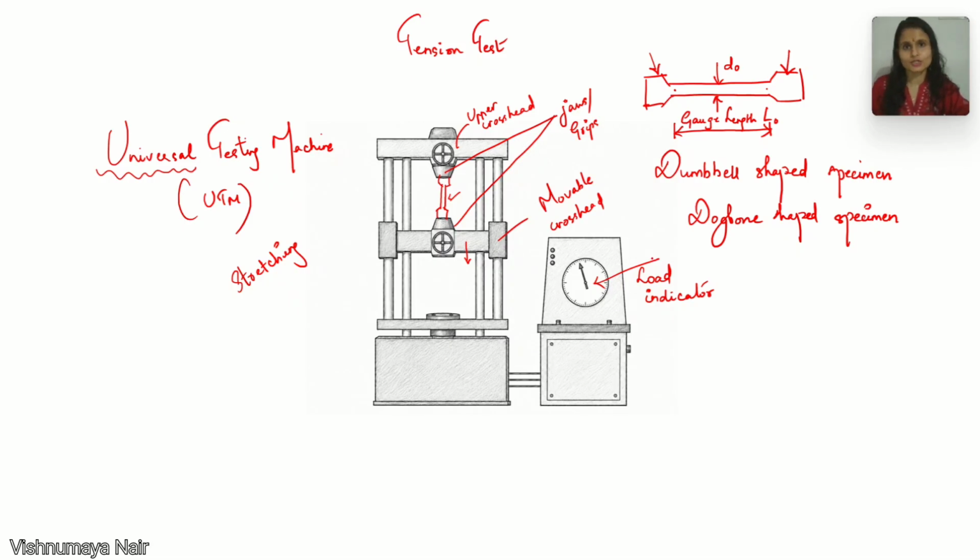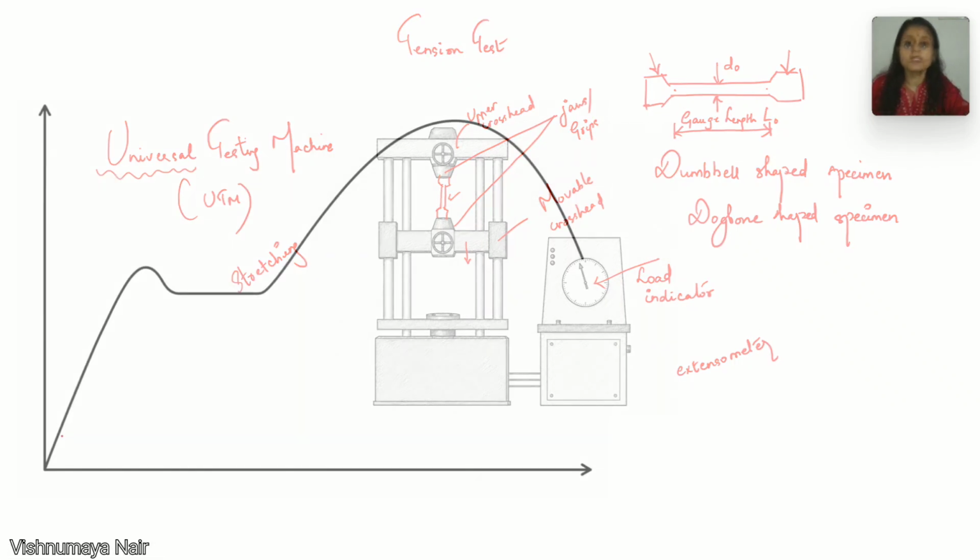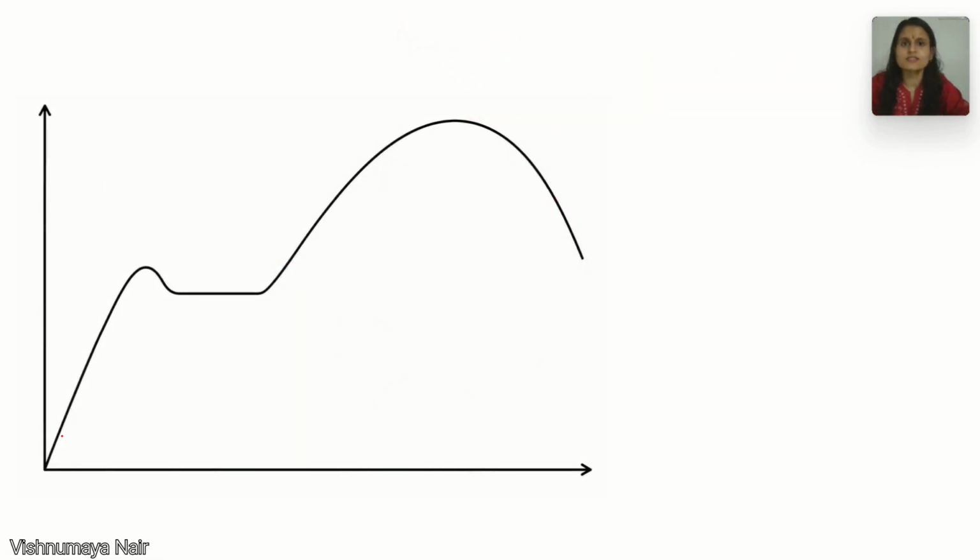And the extension of the gauge length can be measured using an extensometer or any other suitable strain measuring system. The immediate result of the tension test is not the stress and strain values. Then what will it be? It will be the resisting force F and elongation delta. As we stretch the specimen, we obtain the resisting force as the response.